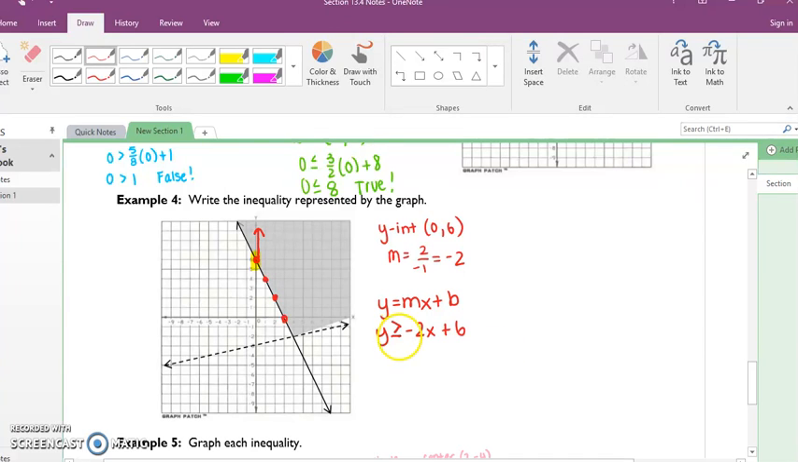My boundary line is solid, so it's going to be an "or equal to." Okay, let's try another one here. So I'm going to go ahead and go with my second equation. Again, I need 2 things. I need a point and I need a slope.